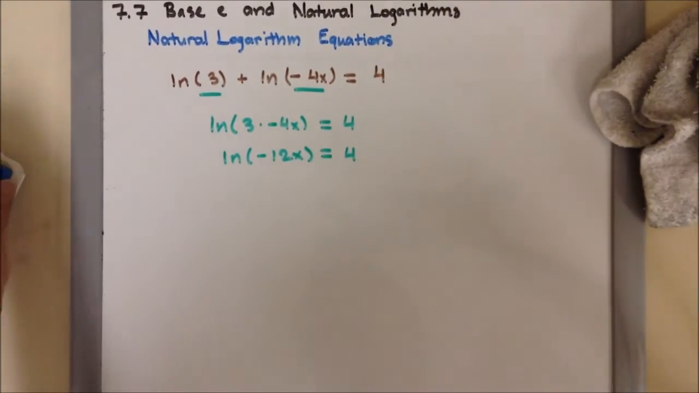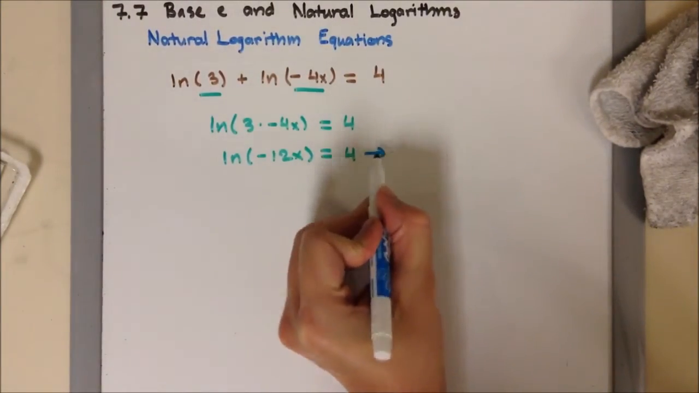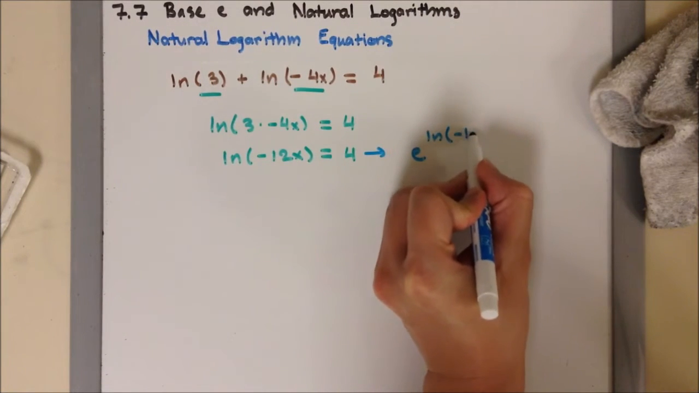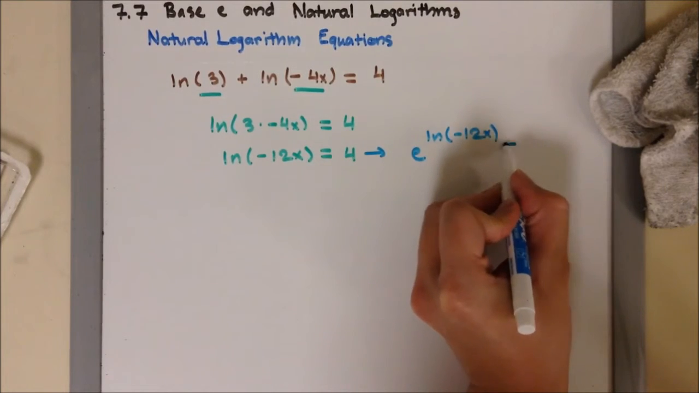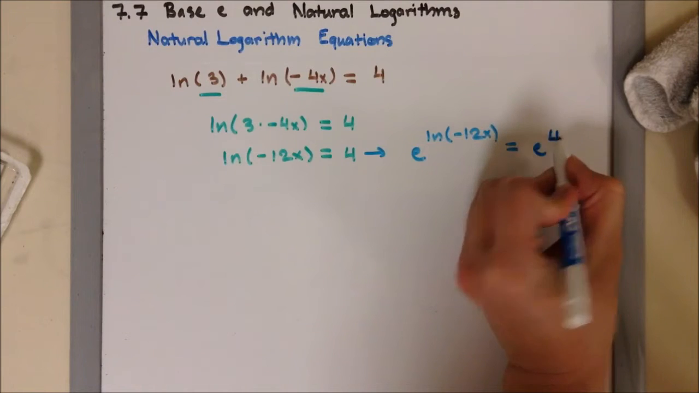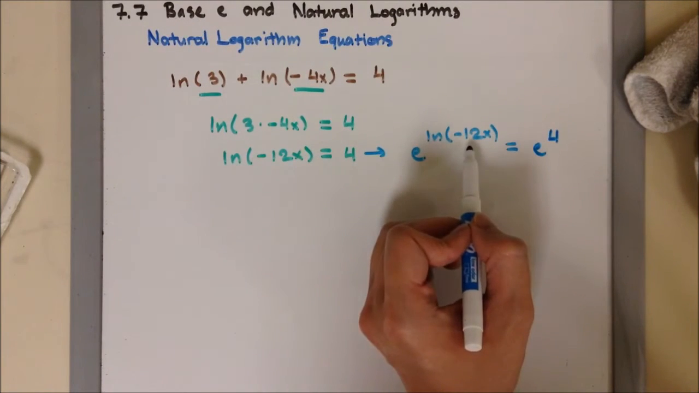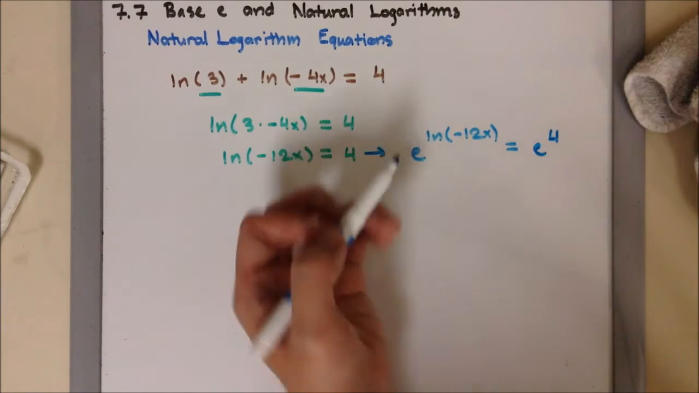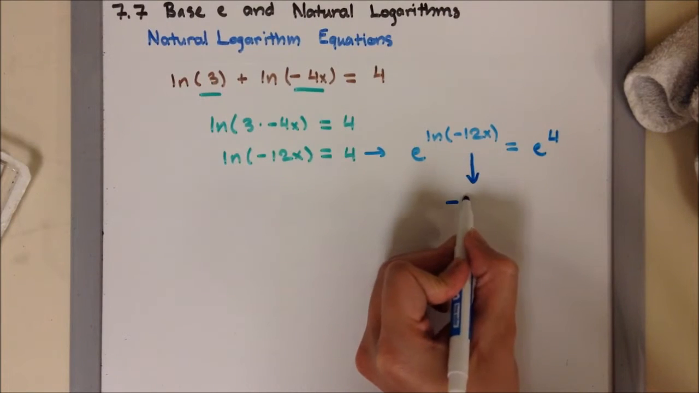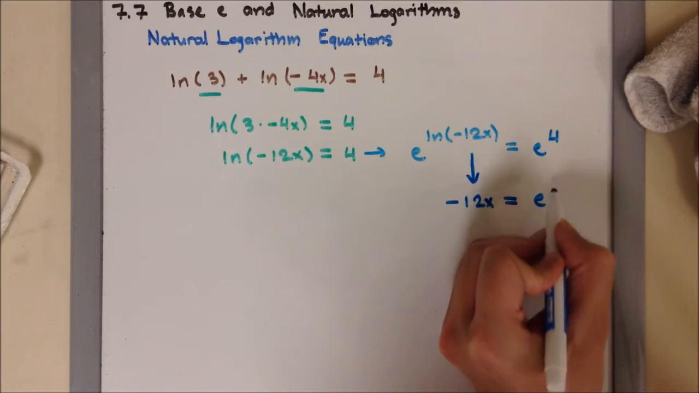So from there, once I get to a single natural log, I'm going to have e raised to the power of natural log of negative 12x equal, on the right side, e to the power of 4. Since on the left side I have e to the power of natural log, what I have inside the natural log, I'm going to bring it down, write it as a regular size negative 12x, and it's equal to e to the 4th power.